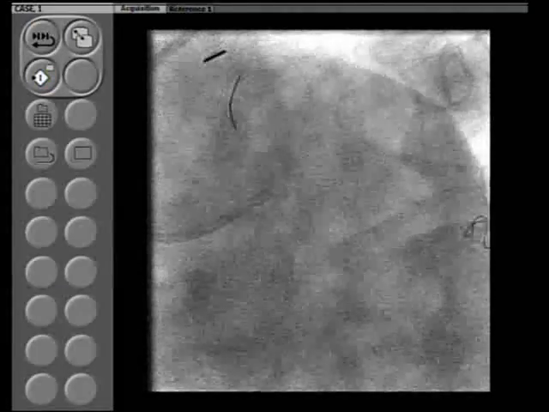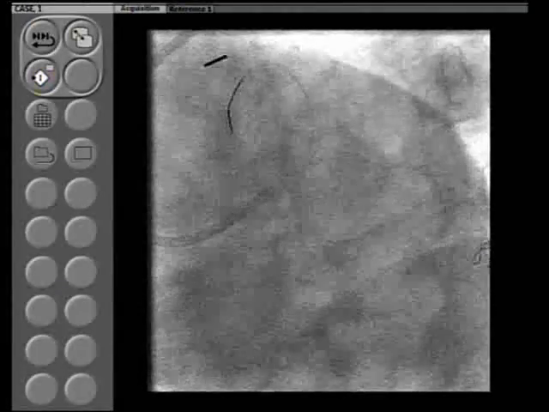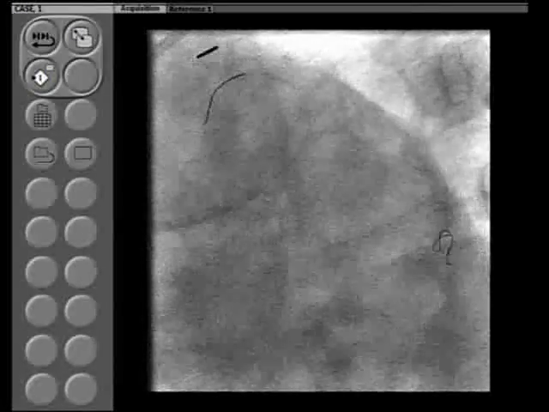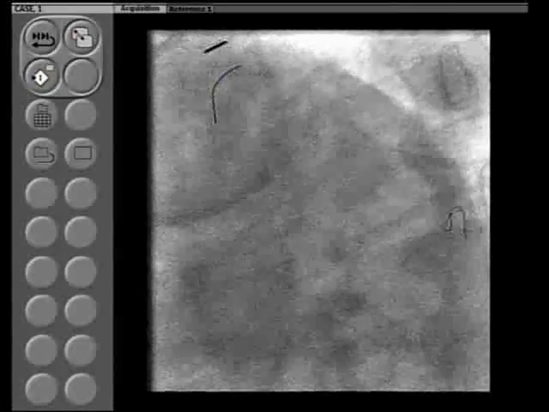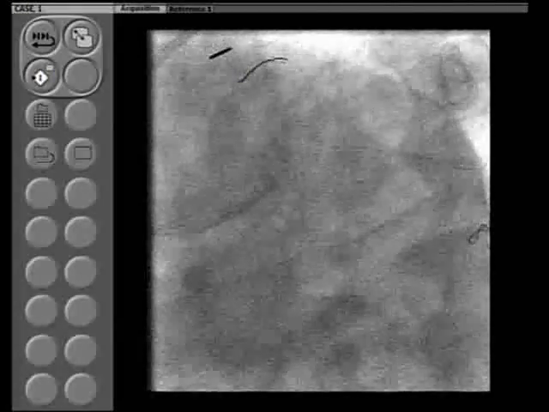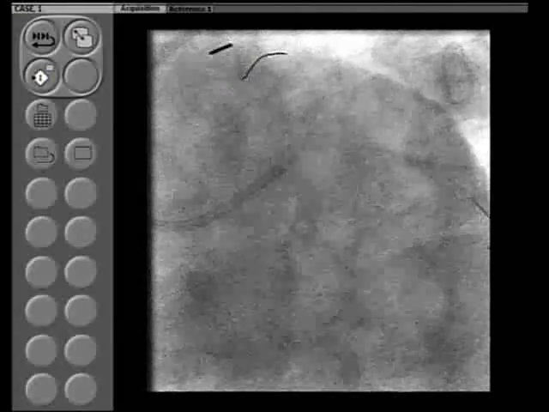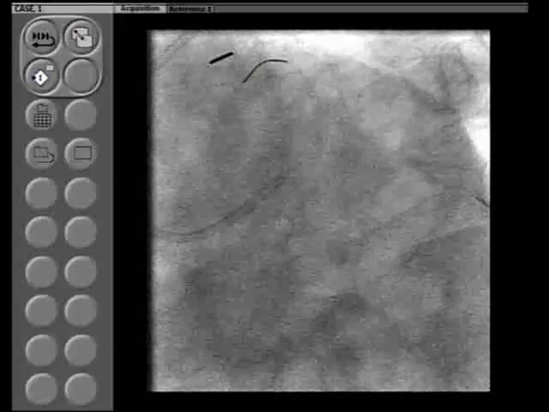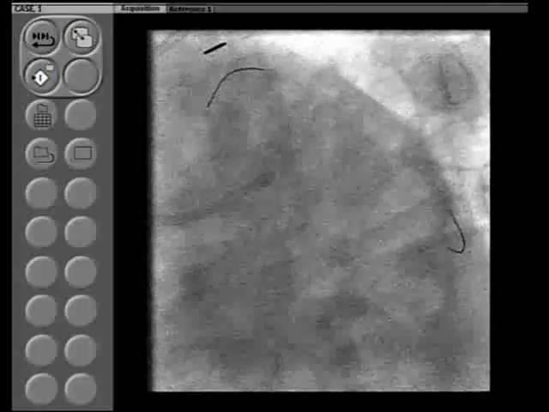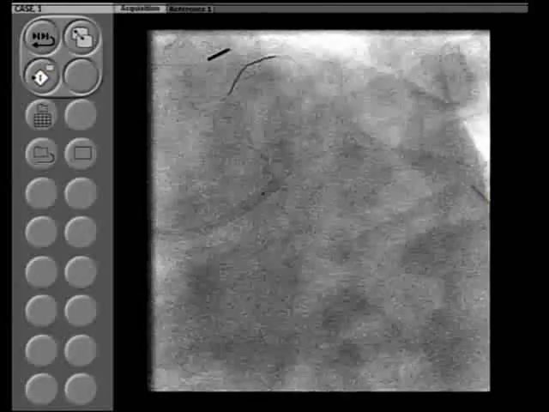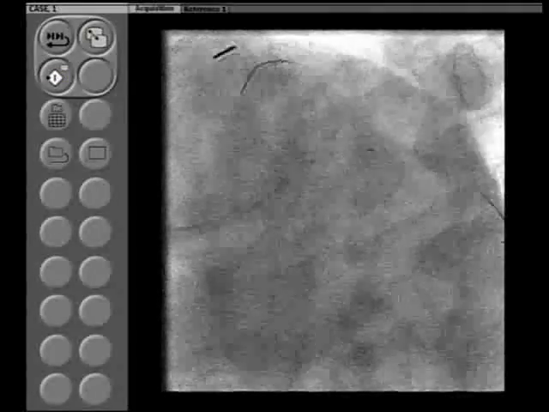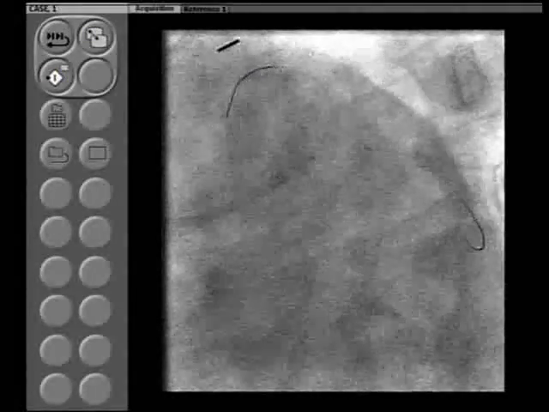What about the ostium of the diagonal in this view? You want to see that? Yep, we need to work on the ostium. Now, we actually took the picture. It looked a little, you know, it takes you away from the target which you have in mind, and it's easy to get distracted with all these lesions in a patient who has been bypassed.